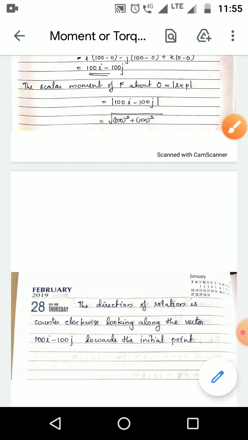And you are asked to find the direction. The direction of rotation will be counterclockwise, looking along the vector 100i minus 100j towards the initial point, because we are asked to find the scalar moment about O. So the direction of rotation will be along this vector, towards the initial point O.